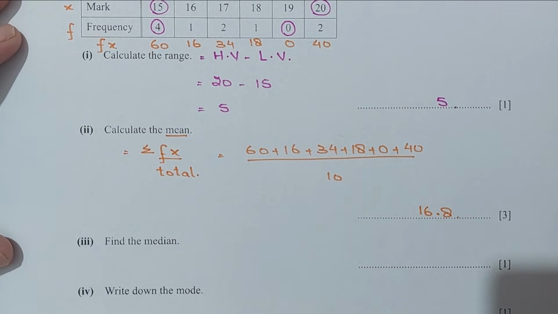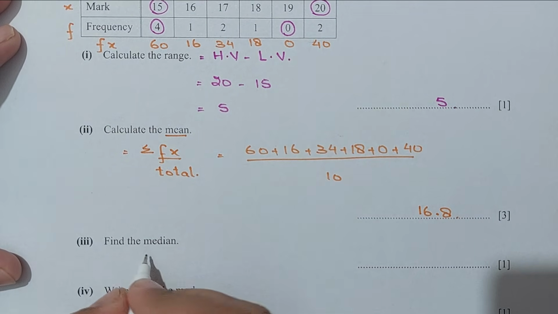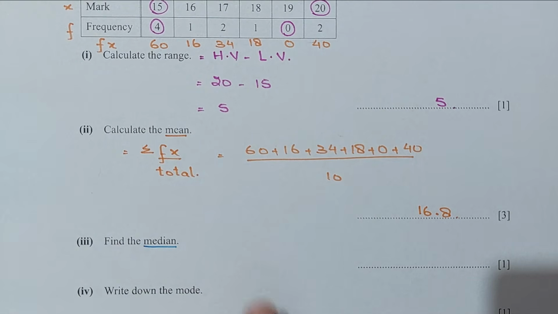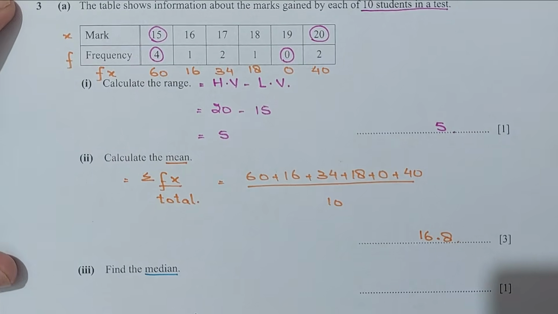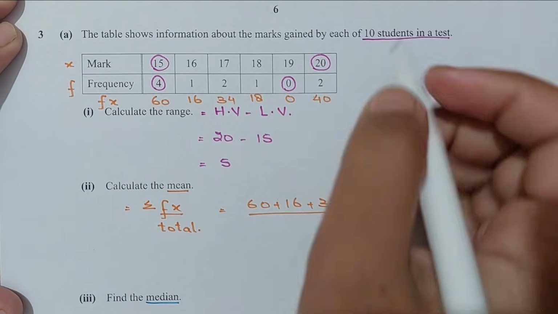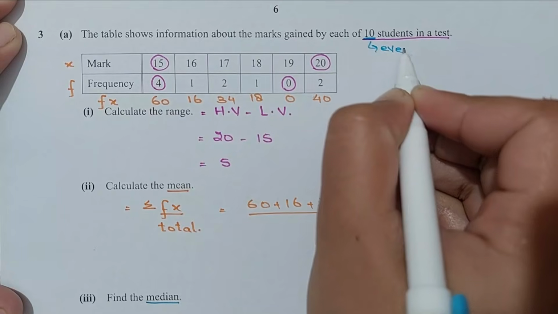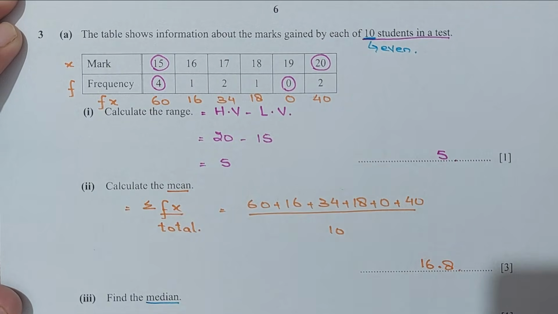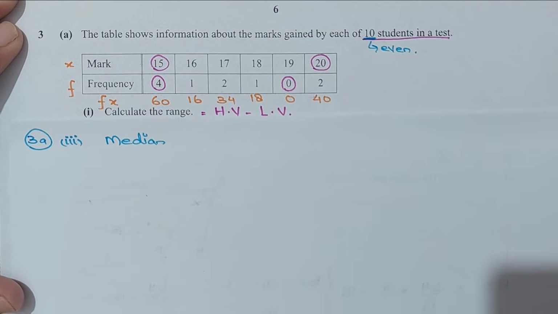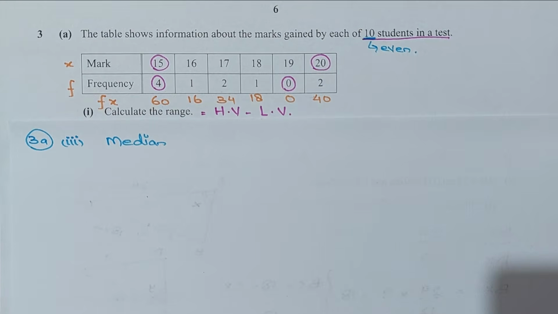All right, now the next question is part 3. Find the median. Okay, so for median, I do not have much space over here. So let me use a separate sheet of paper to solve for the median. As you can see here, the number of values is even. So we have to use the even formula to calculate the median.